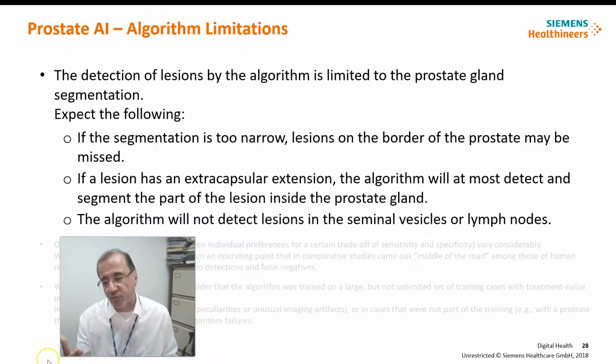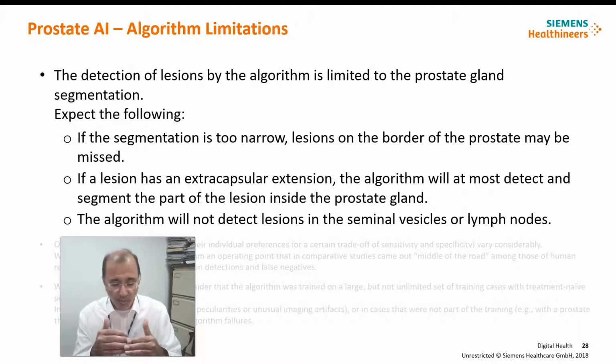And in fact, if you read the manual for this software, you'll see that the detection of the algorithm is limited to the prostate gland. If a lesion has extracapsular extension, the algorithm will detect mostly what is inside the prostate gland, and the algorithm will therefore not detect lesions in the seminal vesicles or the pelvic lymph nodes, and this is just in the performance characteristics of the algorithm.